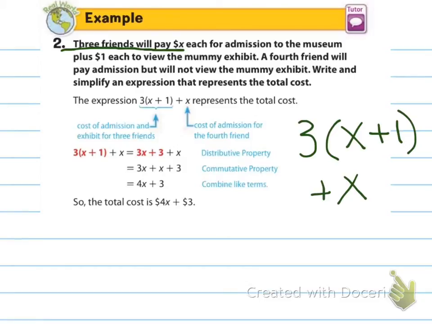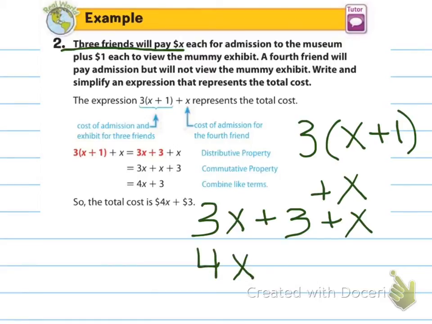So if I were to work this out, I know that there's going to be 3 admissions plus $3 for the mummy plus 1 more admission to the museum. So altogether, I've got 4 museum admissions plus $3 for my mummy exhibit. And I got that from taking my 3X and my 1X and combining them to make 4X's. And then plus my 3 more 1s.